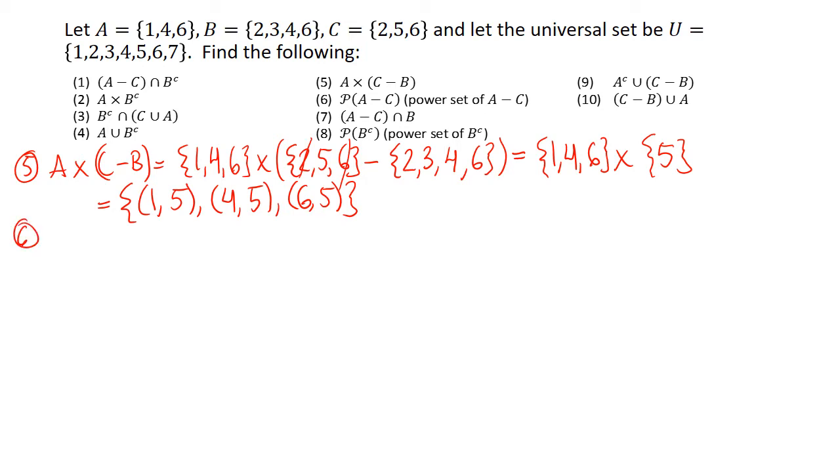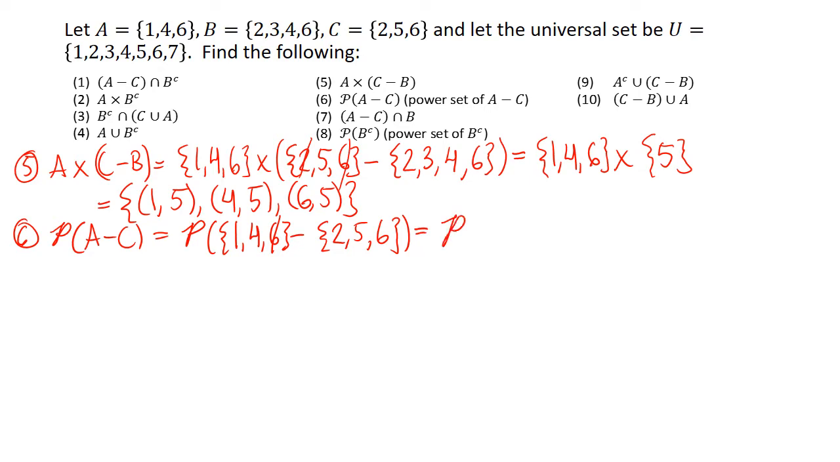All right, number 6, so I'm doing the power set. I put it in parentheses that it was the power set because I couldn't quite make the same script P that was in the textbook. So this is the power set of A minus C. So let me do the A minus C part first. So that's going to be 1, 4, 6, minus 2, 5, 6. So I'm going to take away anything in 1, 4, 6 that was in 2, 5, 6. So I'm going to take away the 6. So this is going to be a power set of just 1 and 4.